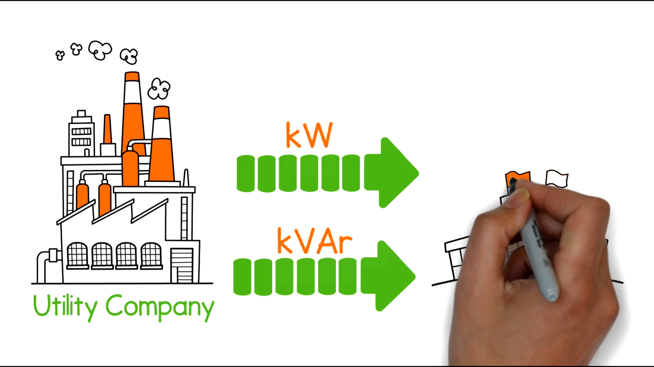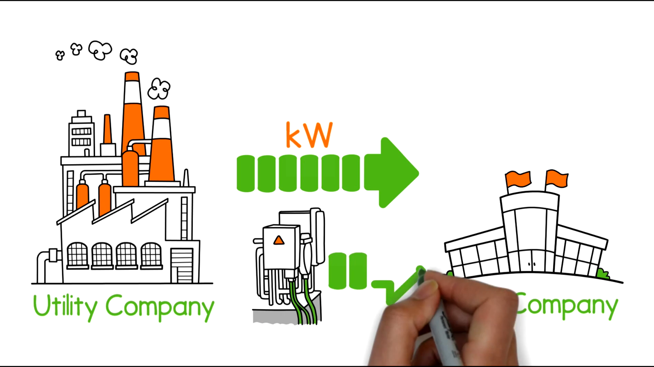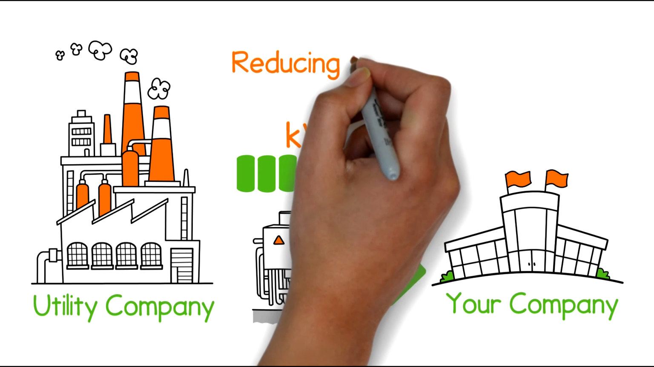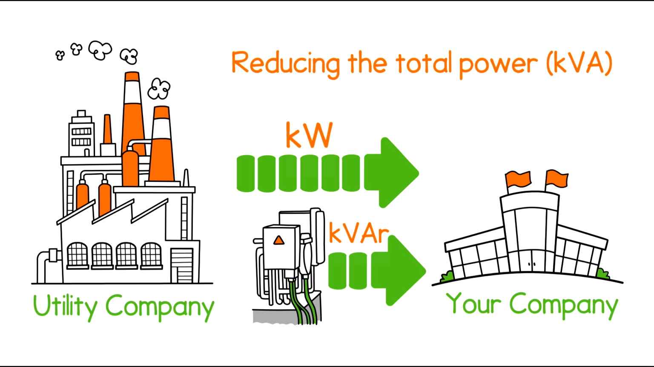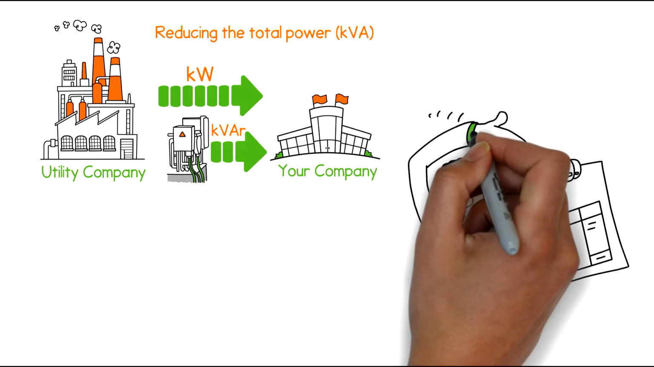Both kilowatts and kVAR come from the utility. When a capacitor bank is installed in your facility, it replaces the reactive power supplied by the utility, thus reducing the total power, KVA, delivered to your facility. Reduced power from the utilities equals reduced costs.